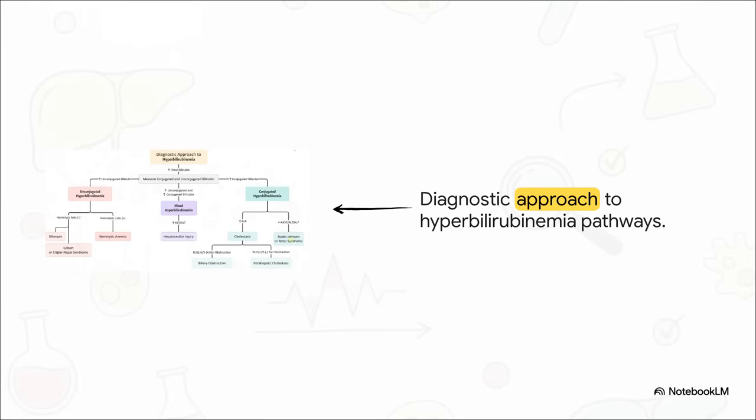Now, moving to the purple pathway in the middle, if both unconjugated and conjugated bilirubin are high, we have a mixed hyperbilirubinemia. We check our AST and ALT alarm bells. If they're elevated, it confirms hepatocellular injury.